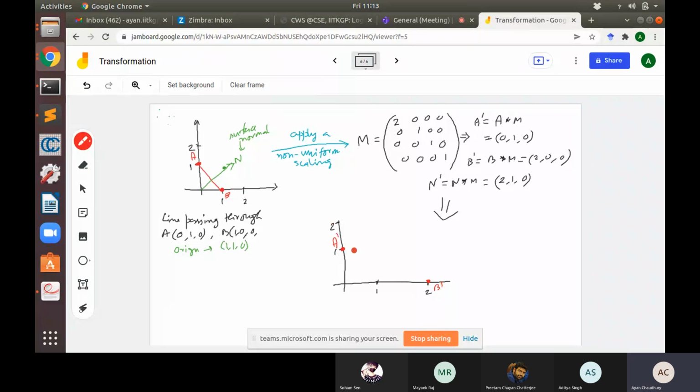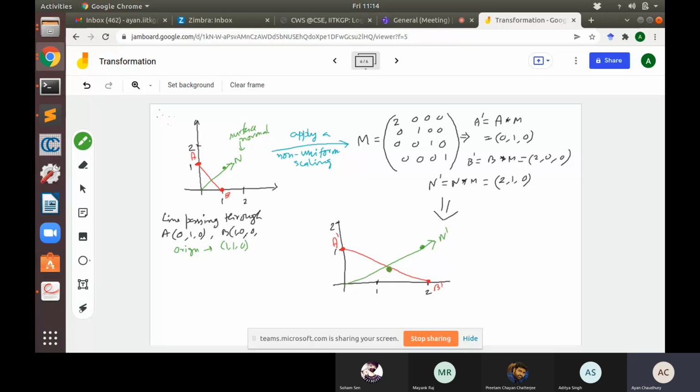So notice that this has been changed. Okay. So if I draw a line like this, what will happen? It looks like this. Okay. So now what happens to my surface normal? So the surface normal has been transformed to 2 1 0. So 2 1 0 means where? Somewhere here. So if I draw a line like this, so this is my N prime.